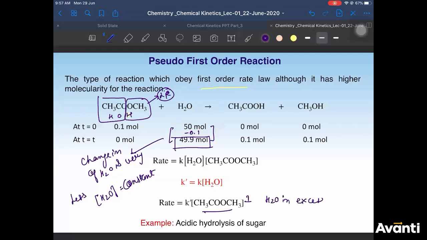So if you take water in excess, which you usually do for esterification hydrolysis, this reaction starts behaving as a first order reaction, which should have been a second order reaction, but it is behaving as a first order reaction when water is taken in excess. Correct? Is the definition clear to you?